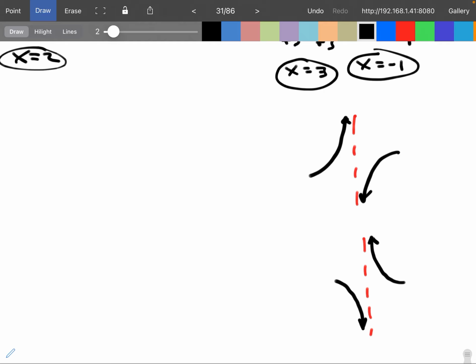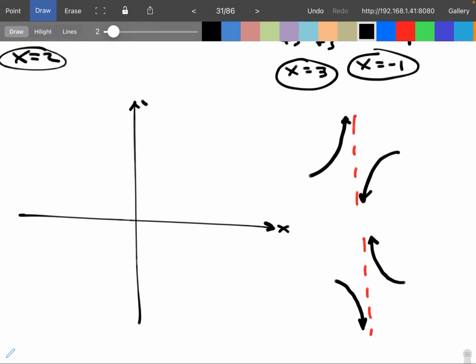That's how the vertical asymptotes work. So it's got to be one of those two cases, all right? So let's see what we can do to start getting a graph going here. So there's my y-axis. Here's my x-axis. Let me label all this stuff for you guys.